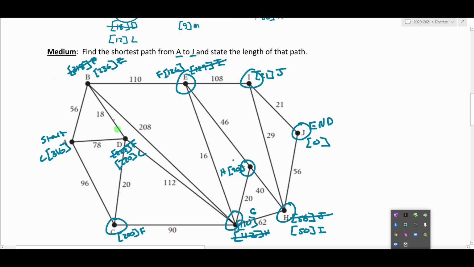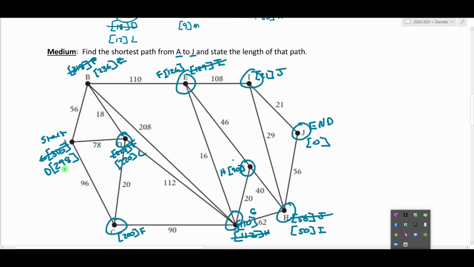Look at my vertices. I got 316, 220, and 236. So the 220 is currently the shortest one. It's got 4 edges. These 2 go back to visited cities. This one, let's see, so we got 220 plus 18. That would be 238. That's longer than what I have here. And then 220 plus 78 would give me 298. So that is shorter than the 316 if I go through D. Okay. D is visited.